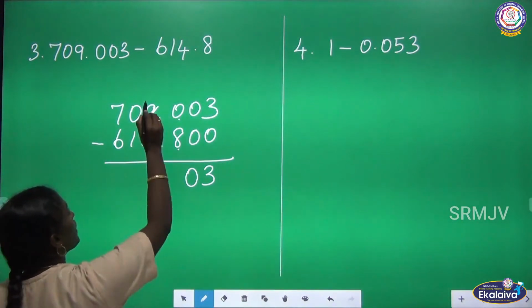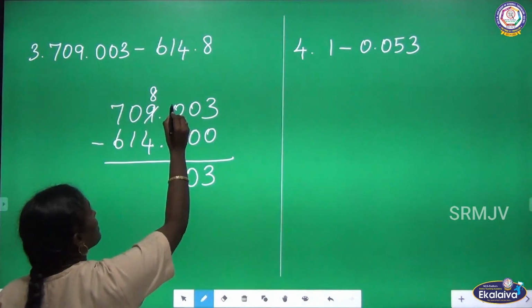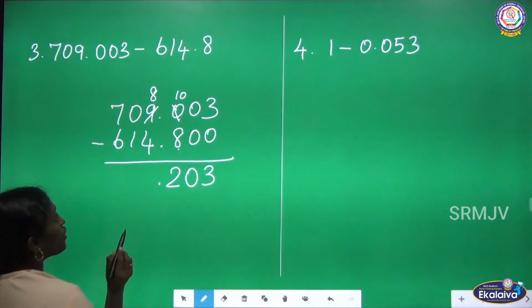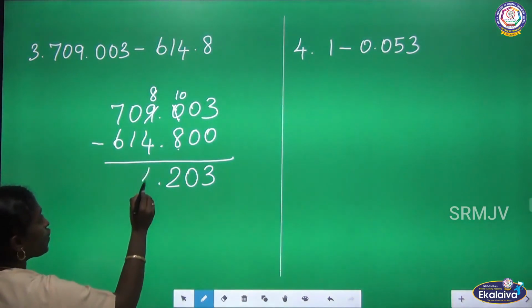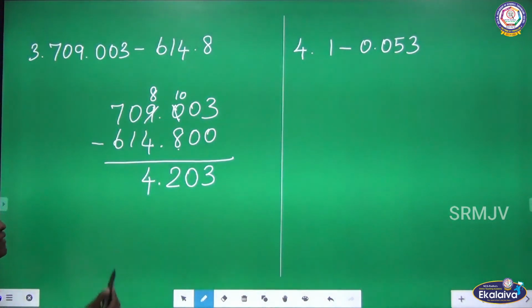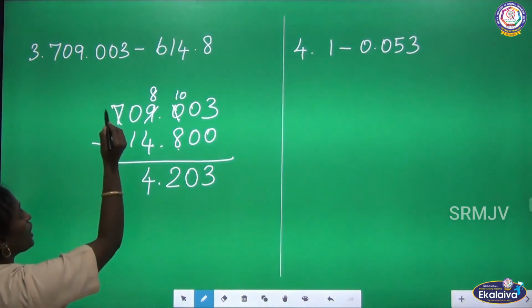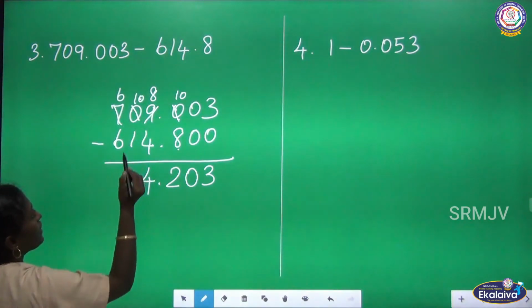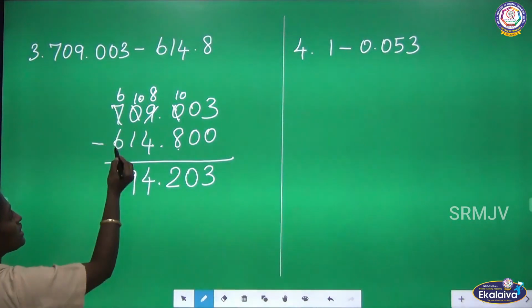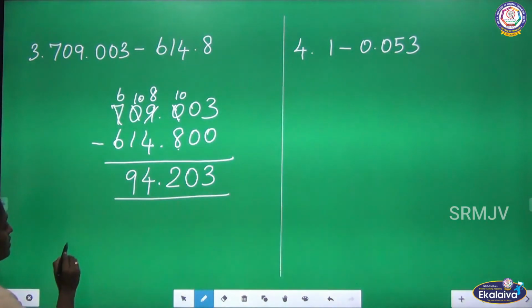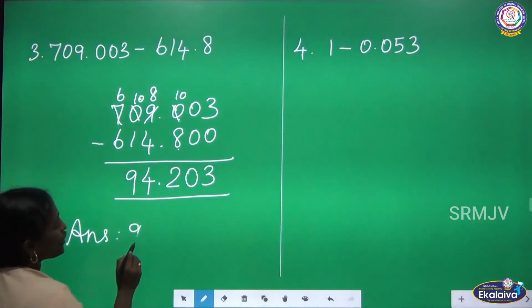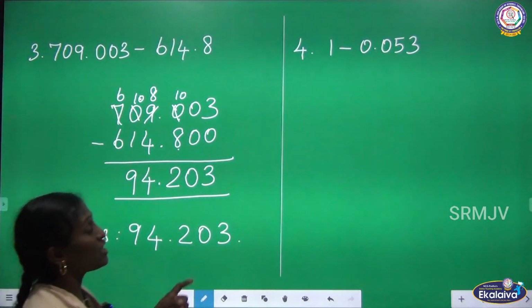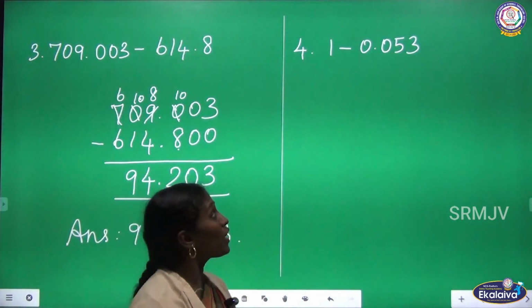So we have to borrow from 9. 9 will become 8. This 0 will become 10. 10 minus 8, that is 2. Then we have to keep the decimal point. 8 minus 4, 4. 0 minus 1, we can't subtract 1 from 0. So we have to borrow from 7. 7 will become 6. The 0 will become 10. 10 minus 1, 9. Here 6 minus 6, 0. So the answer is 94.203. Okay.